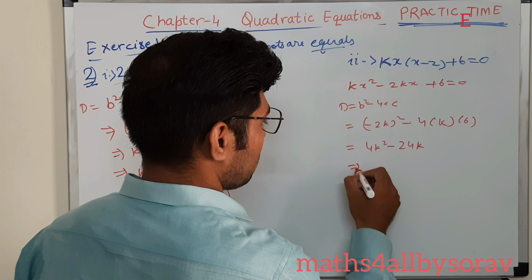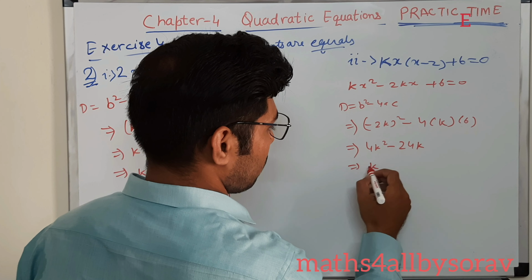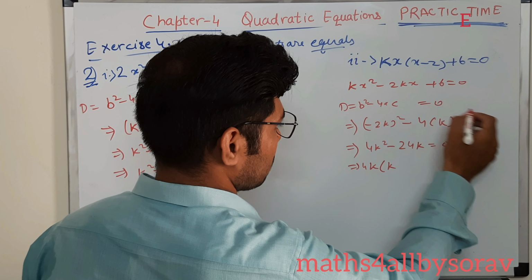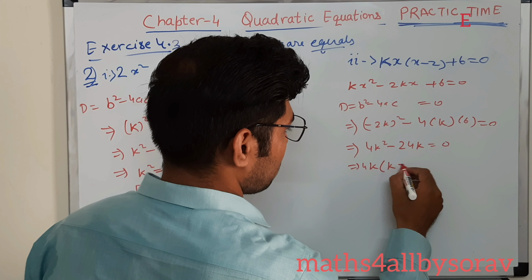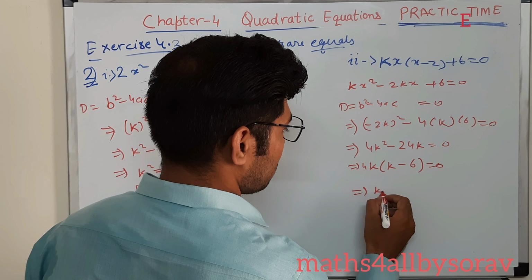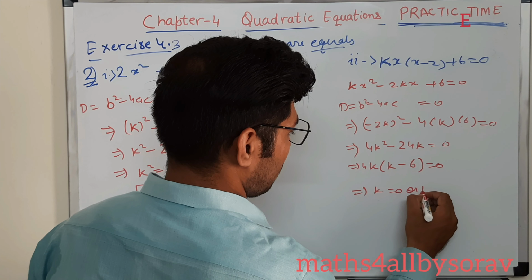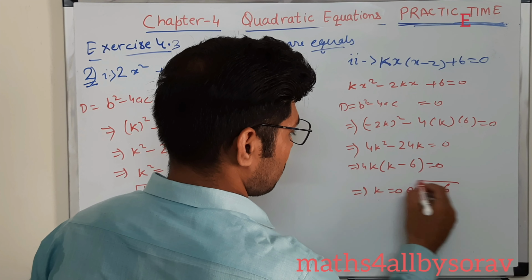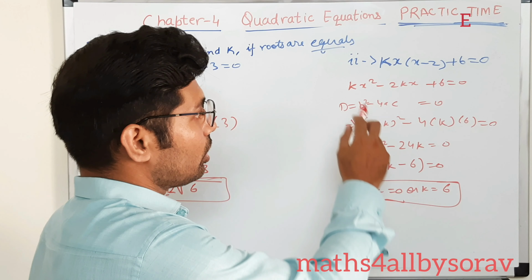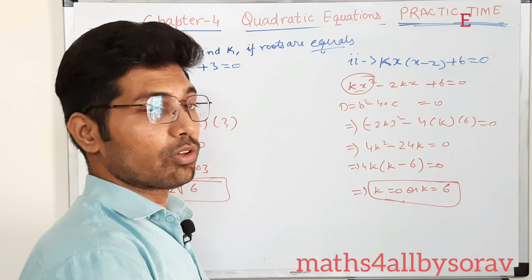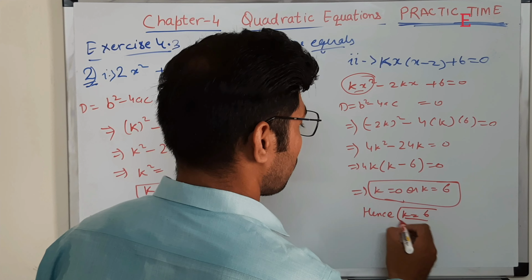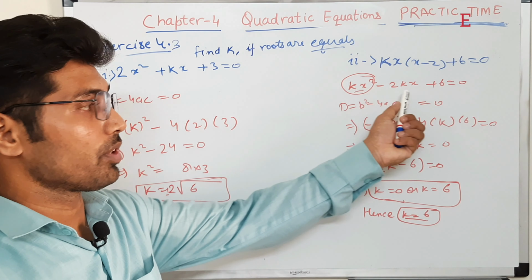So k will be, take 4k common here, 4k into k minus 6 is equal to 0, which implies that k is equal to 0 or k is equal to 6. So this is the solution for this particular equation. Now you can see if k is equal to 0, it will not be a quadratic equation, hence k is equal to 6 is the solution to make this quadratic equation's roots the same.